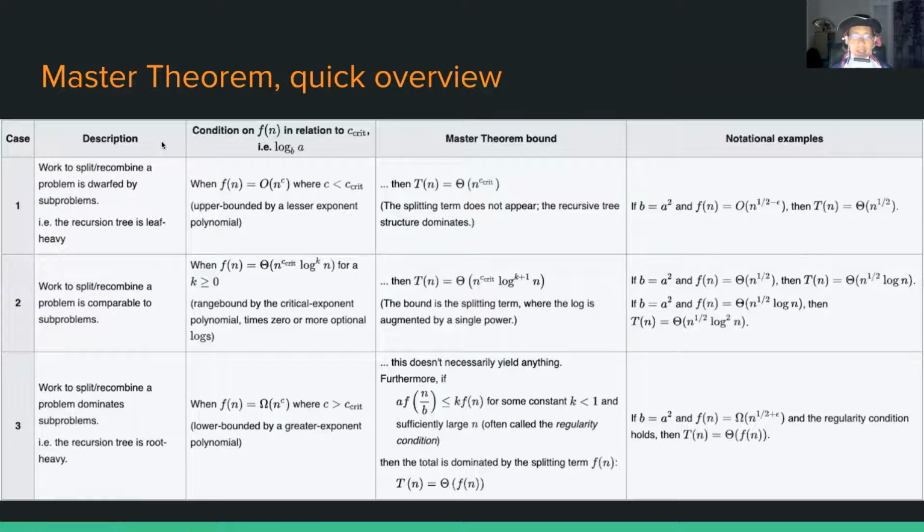So we have three cases of the master theorem. The first case: split and combine a problem into subproblems, where the split dominates. The second case: split and combine comparable subproblems. And the third: split and combine dominated subproblems. Now I'm going to annotate this beauty.